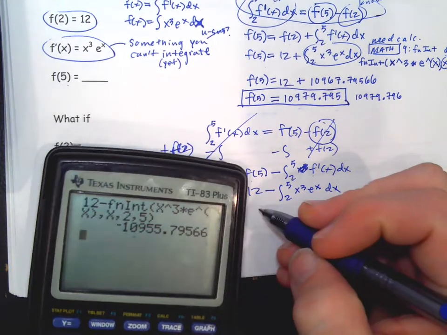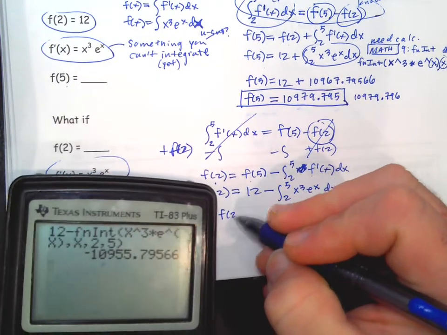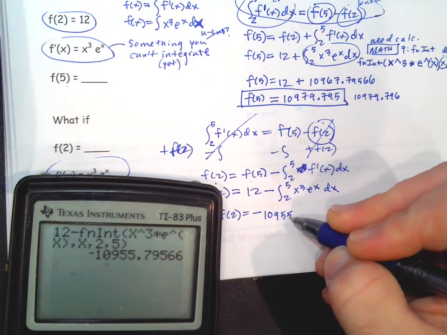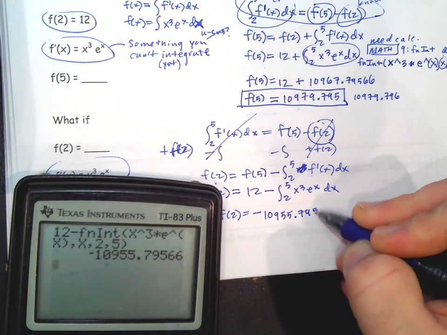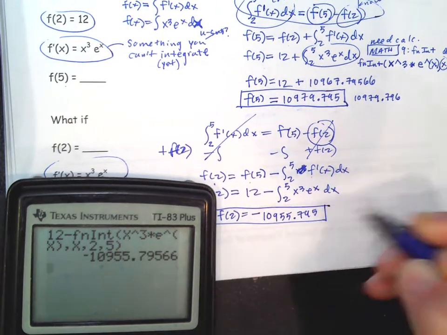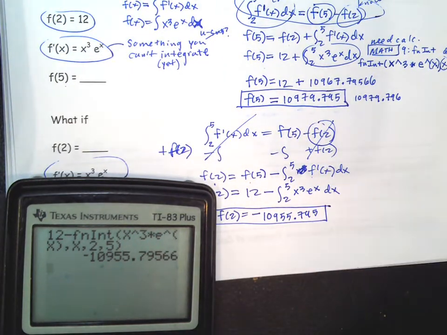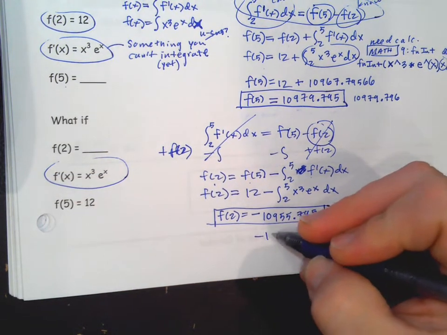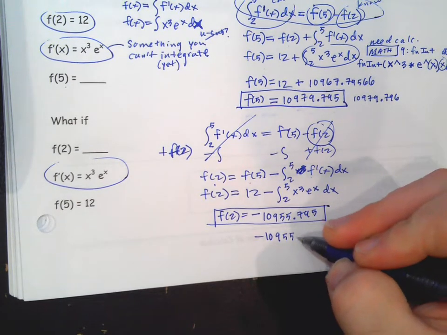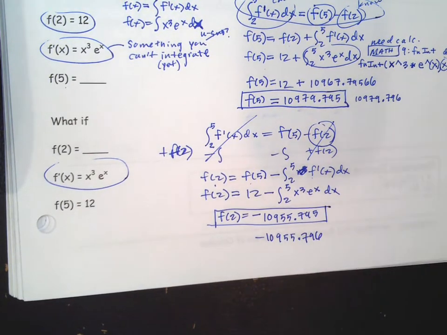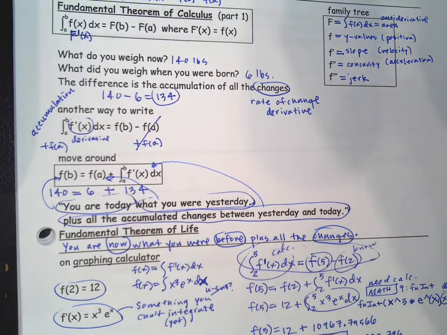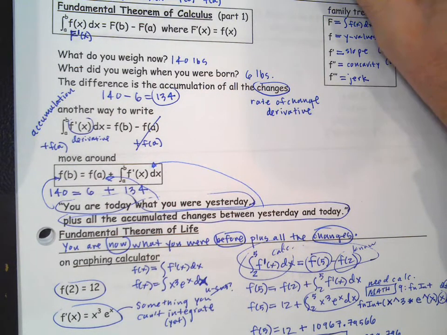And just write the answer. So the answer is f of 2 equals negative 10,955.795, truncating to 3 decimal accuracy. If you did round it, you get a slightly different answer. But this is going to be really handy. It's going to help us do problems we couldn't do without a calculator, and problems that we could do with the calculator.